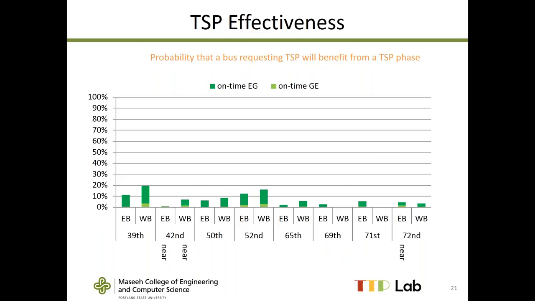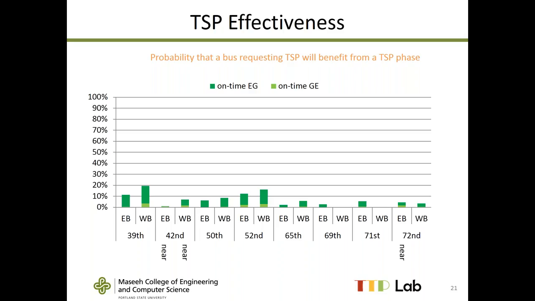So the fourth performance measure is looking at effectiveness. In this case, looking at the probability that the bus requesting TSP will benefit from a TSP phase. So we look at on-time early green and on-time green extension. And when we put together the results from the previous slides, we see that on-time early green is much easier to achieve than green extension.